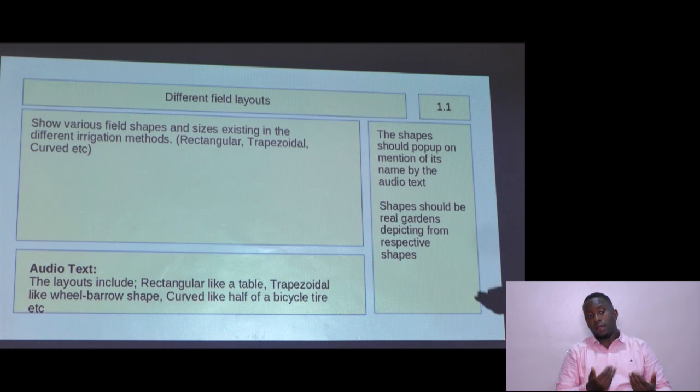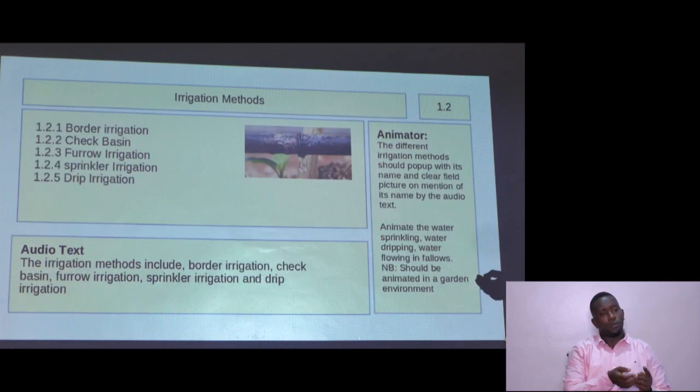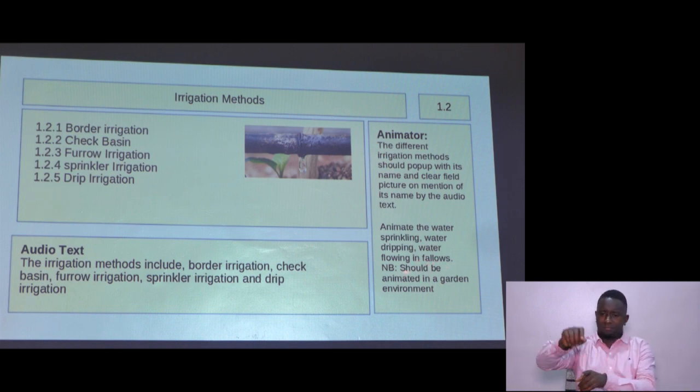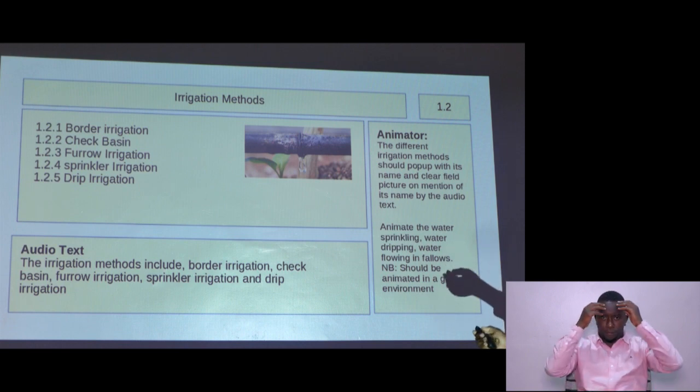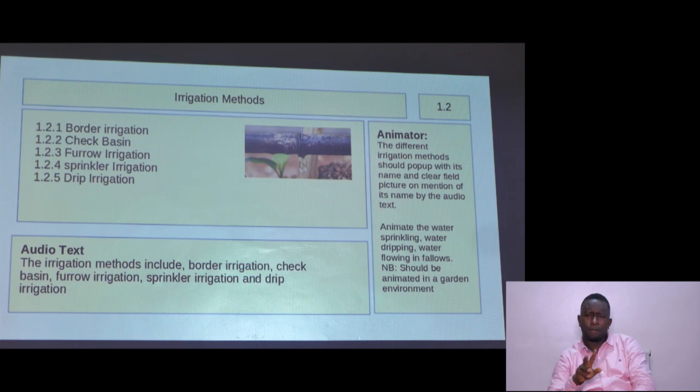And then we have irrigation methods. These were there yesterday, but allow me to point at only this. So animate the water sprinkling, water dripping, and water flowing in furrows, and it should be animated in a garden environment. Now, I think we have left something like a trajectory that is not clear to the mind of the animator.